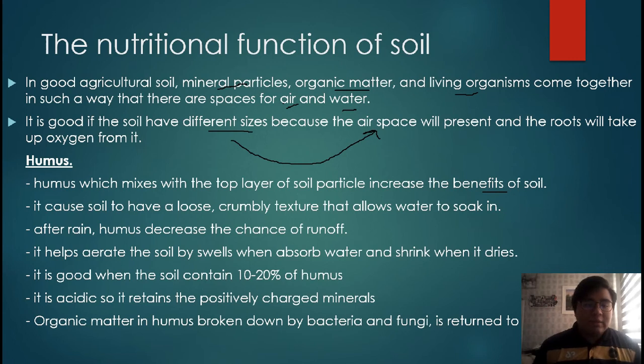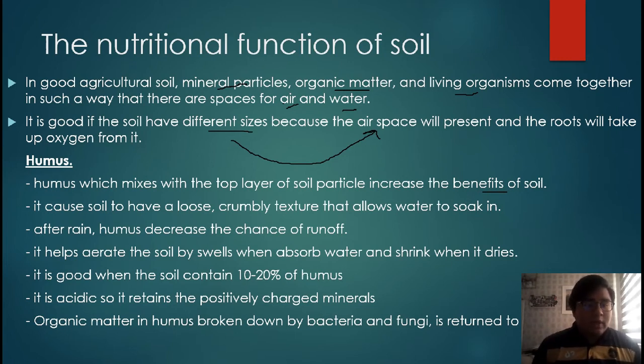So basically, the third one is the humus will swell when it absorbs water and it will shrink when it dries. So with both of the actions, which is shrink and swell, the humus will help to aerate the soil by two actions, which is swell and shrink. Okay, so I hope you understand.